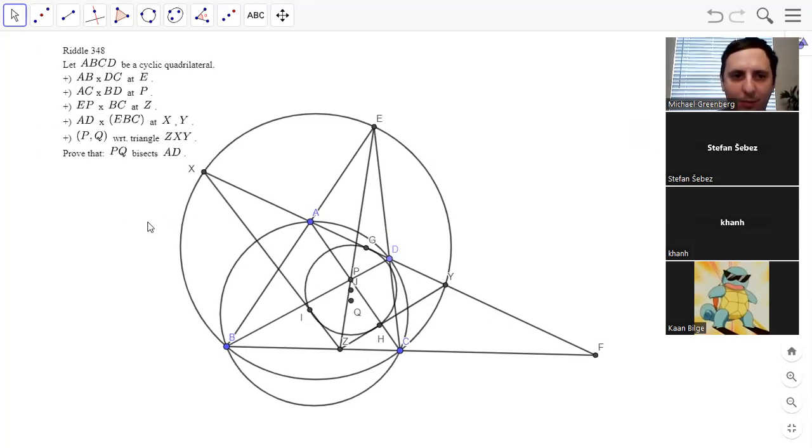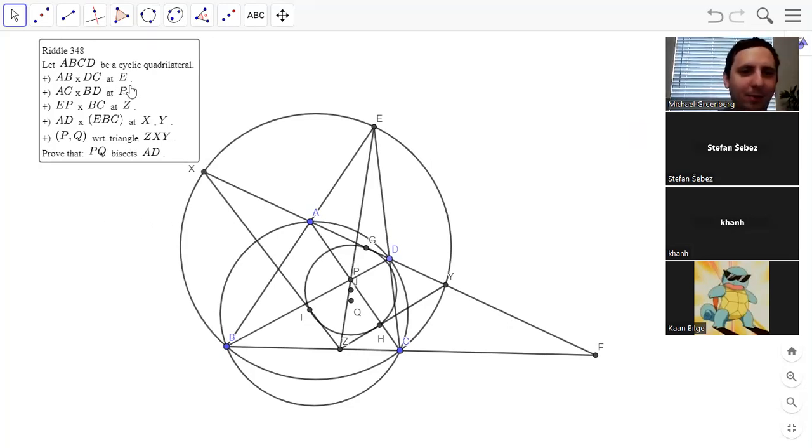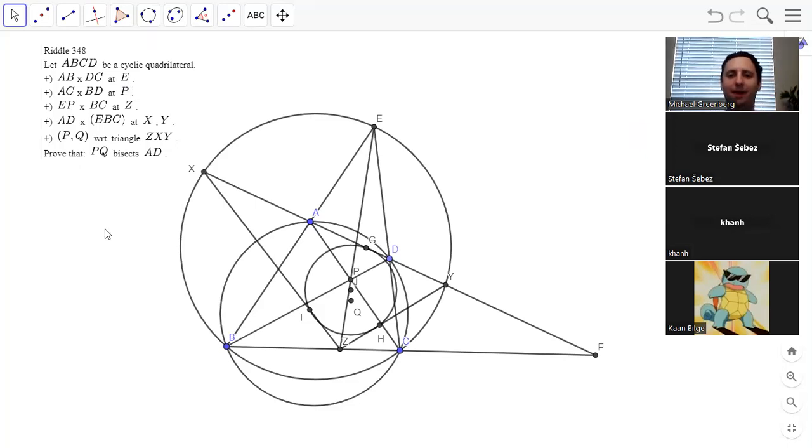So yeah, this is our fourth problem. We went through the first three pretty fast, although the third wasn't that easy. And now we're on the fourth. So yeah, we have the pedal circle of P, and we want to show if you connect it with the center. Wait, what's the point? Well, the pedal circle of P with respect to ZXY. And we want to show that if we draw the center and connect it, then it bisects AD.